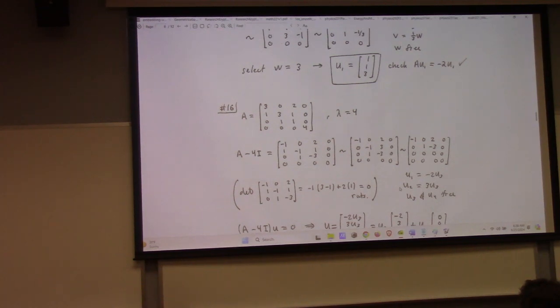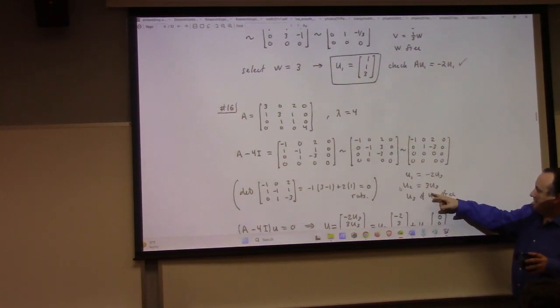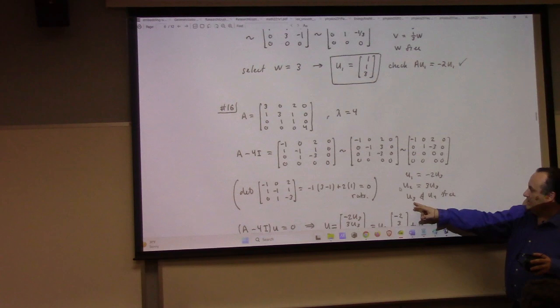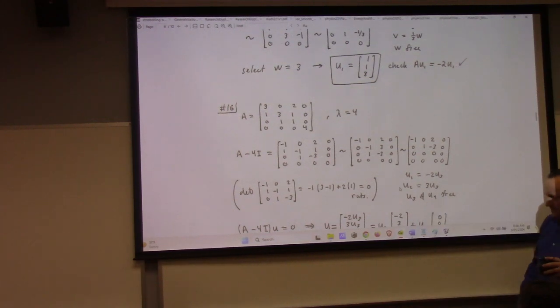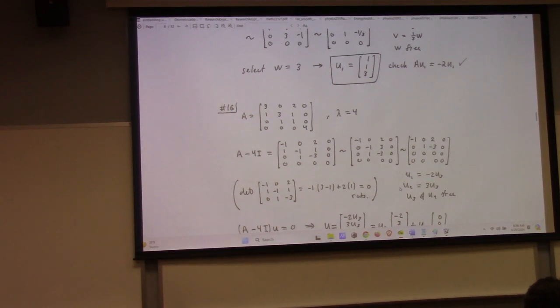And so that was supposed to be U1 is equal to 2U3 because I forgot about this minus here. And that makes U2 3U3, and U4 and U3 are free. I think this one I didn't check, which was dumb.